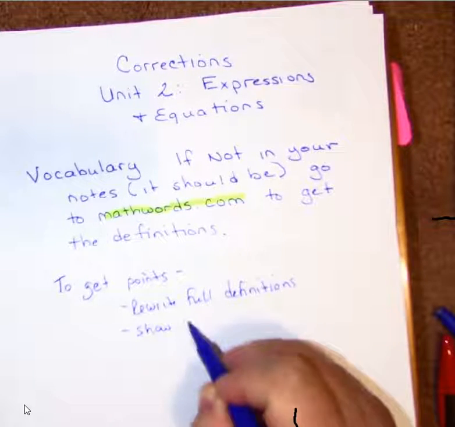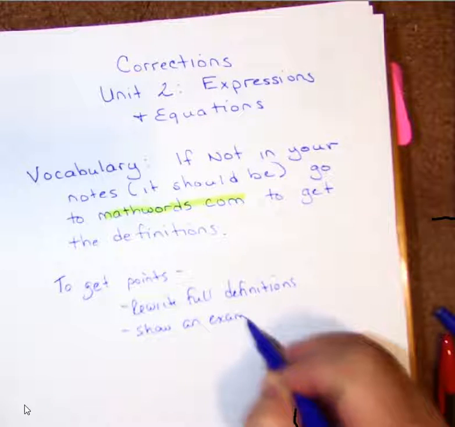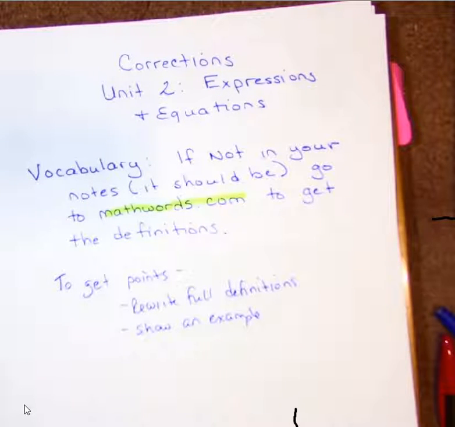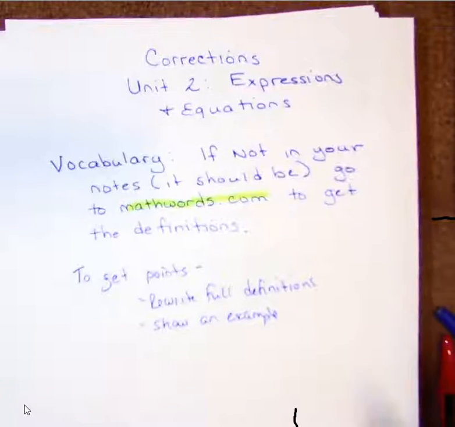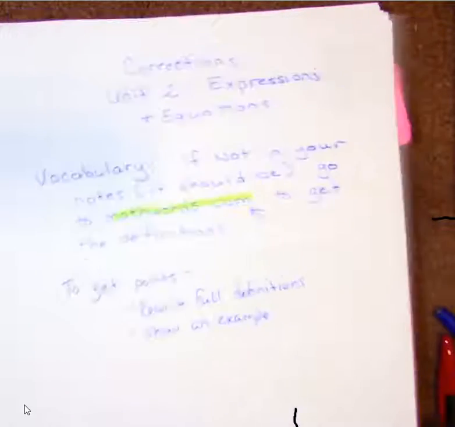Okay, so in order to get points on your vocabulary, and again, it is half credit points for your corrections, whatever words you got incorrect, you must rewrite the definition, not the definition that is on the list, but a full definition from mathwords.com, from a book, whatever, in your own words, okay, and then show an example. That's the only way to get points back on the vocabulary. So that's your choice, but that's how you're going to do that. And if you need those words, that's a great place to go.